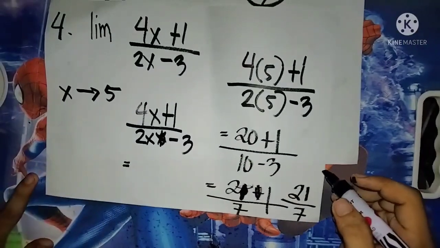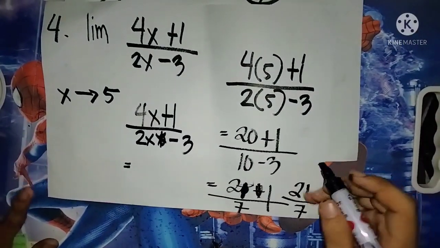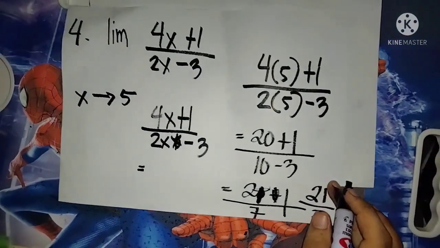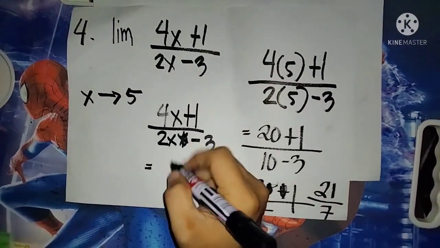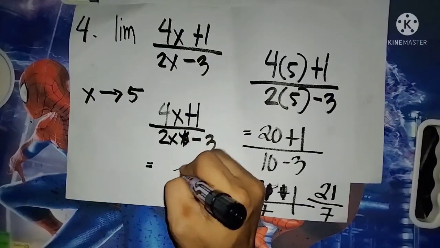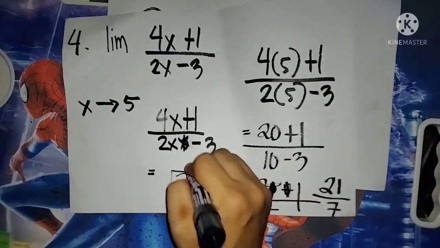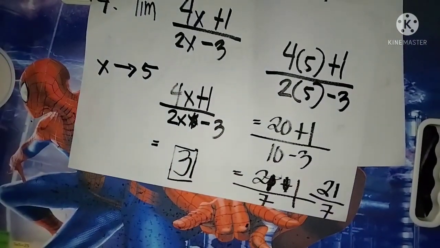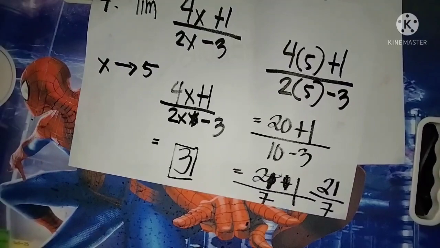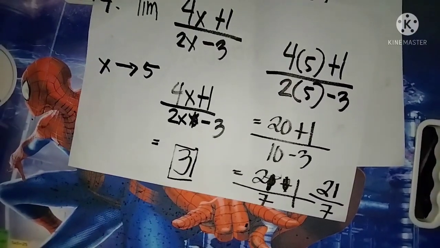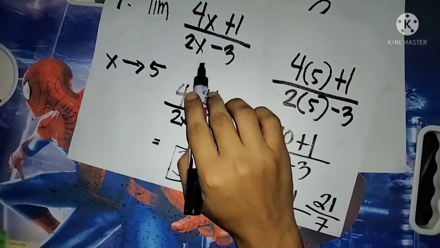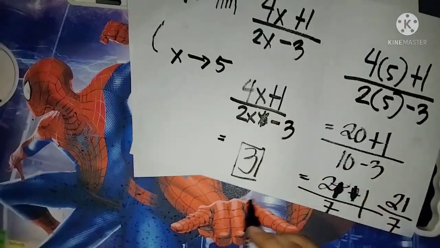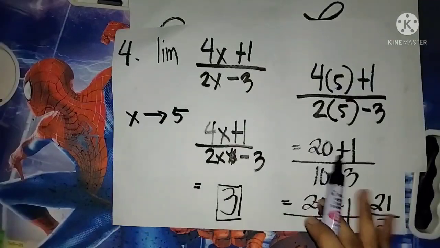So simplify the fraction to lowest terms. We can still do that. So we have 3. So the limit of 4x plus 1 over 2x minus 3 as x approaches 5 is 3.